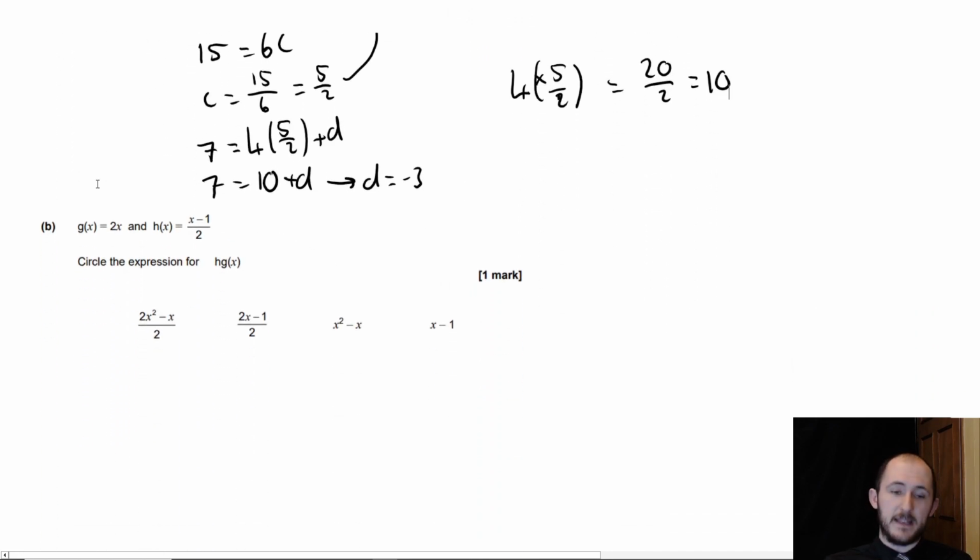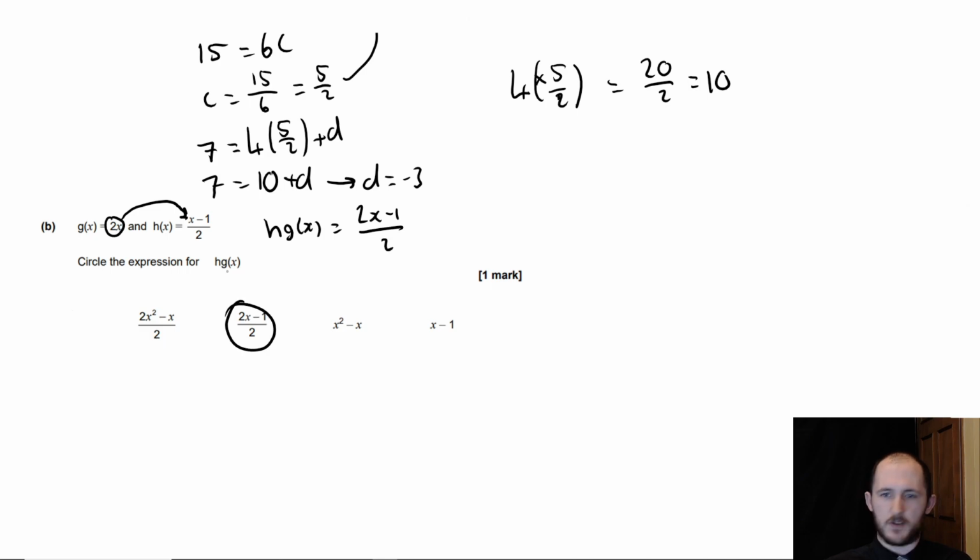Part B. AQA tends to have these 1 mark multiple choice questions. Kind of handy, but again, it's good to do. Circle the expression for hg of x. Well, all you're doing for this is taking g and putting it into h, right? So then hg of x would just be 2x minus 1 over 2, which is that expression. Nice and quick. It's just to test your understanding of what's going on. Just taking that and shoving it in. So everywhere you see x, you would put 2x.